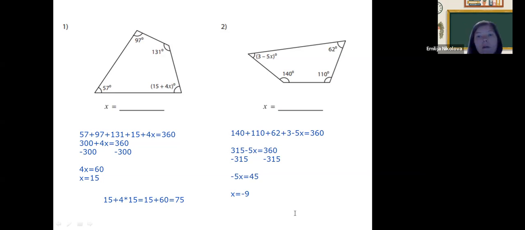So now that we know how much x is, we can put it inside here and find out how much the missing angle is. So I will have 3 minus 5 times minus 9. So we'll have 3, minus times minus gives plus, 9 times 5, sorry, it's 45. So the angle will be 48 degrees. Is this exercise clear? How to find the missing angle?